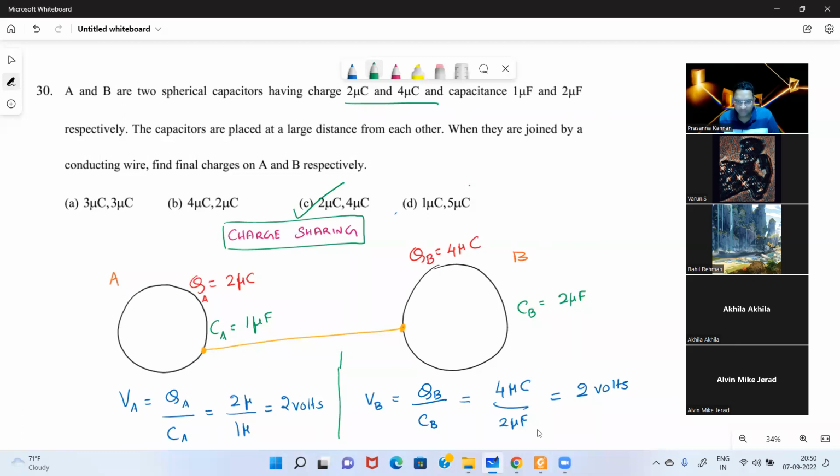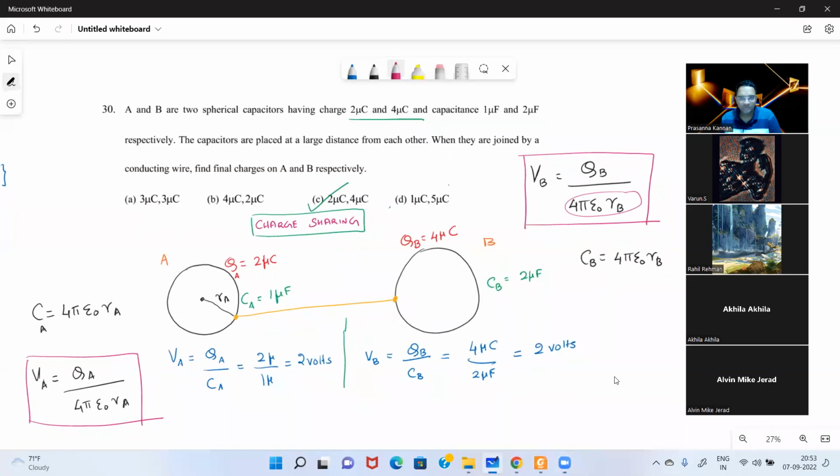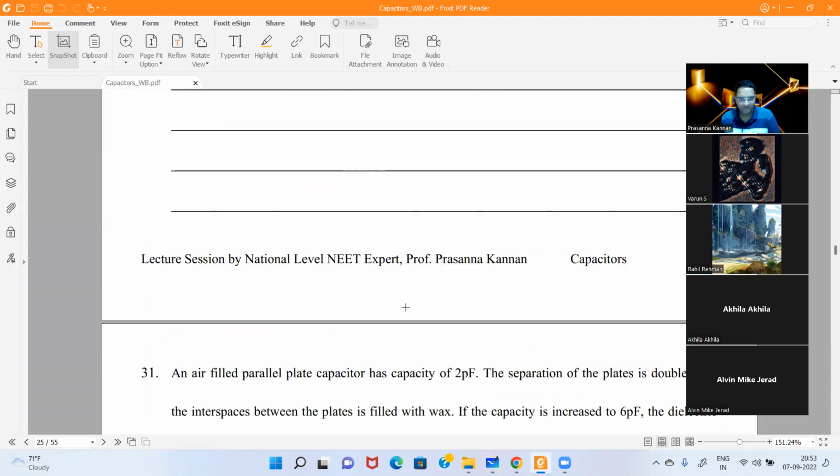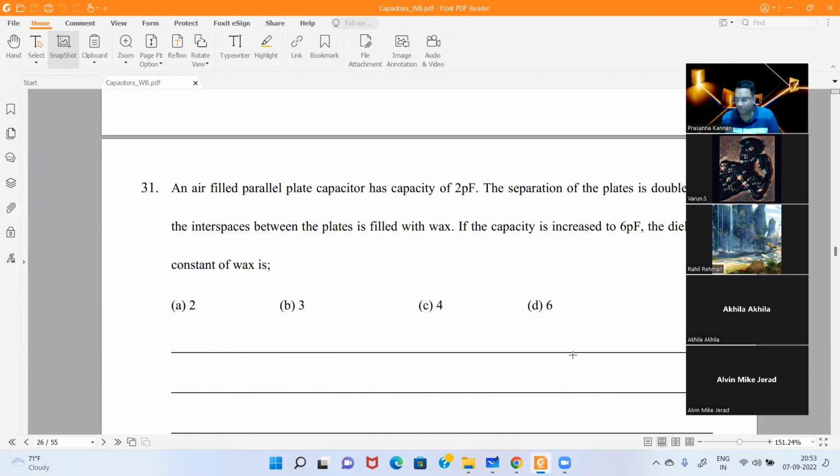Just a moment. I think this is clear to you. So I also mentioned the expression for capacitance of a spherical capacitor and the expression for voltage or potential at a point on the surface of the spherical capacitor. Fine. So now let's go ahead and look at the next question.